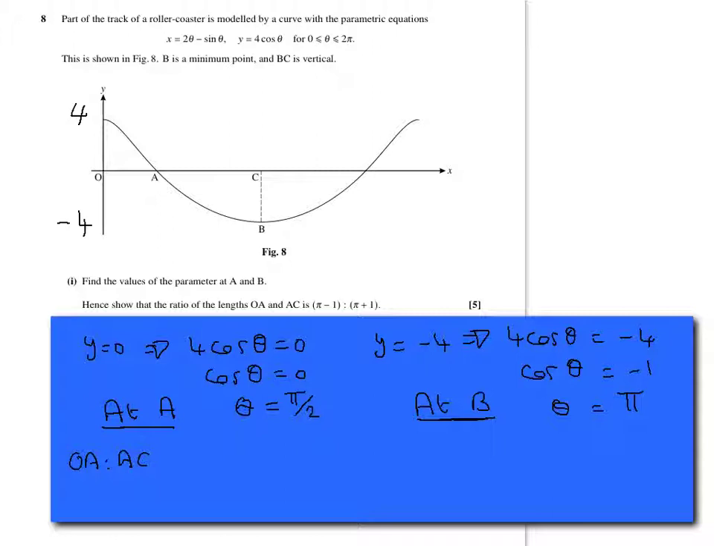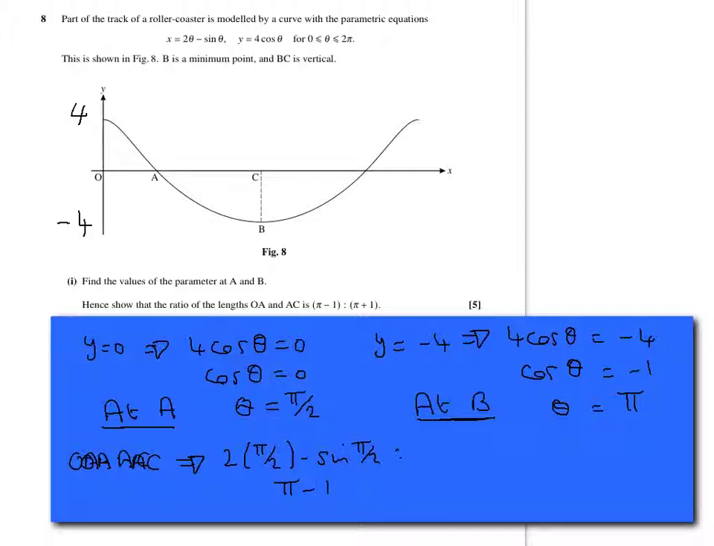Firstly, finding OA. Well, at A, theta is equal to pi over 2. So 2 theta minus sine theta gives us 2 times pi over 2 minus sine of pi over 2. This simplifies to pi minus 1.